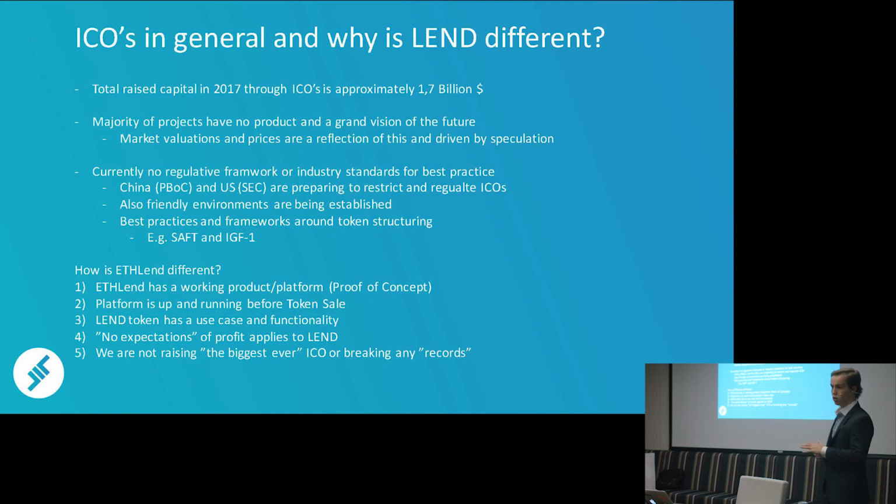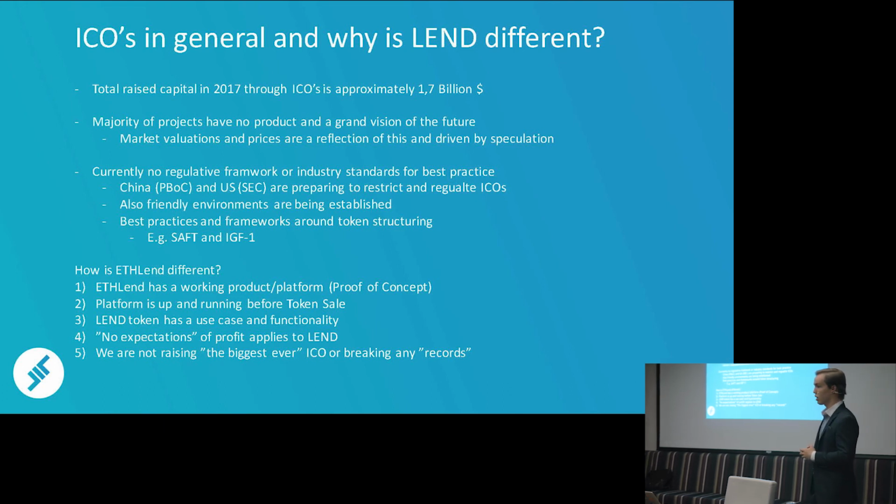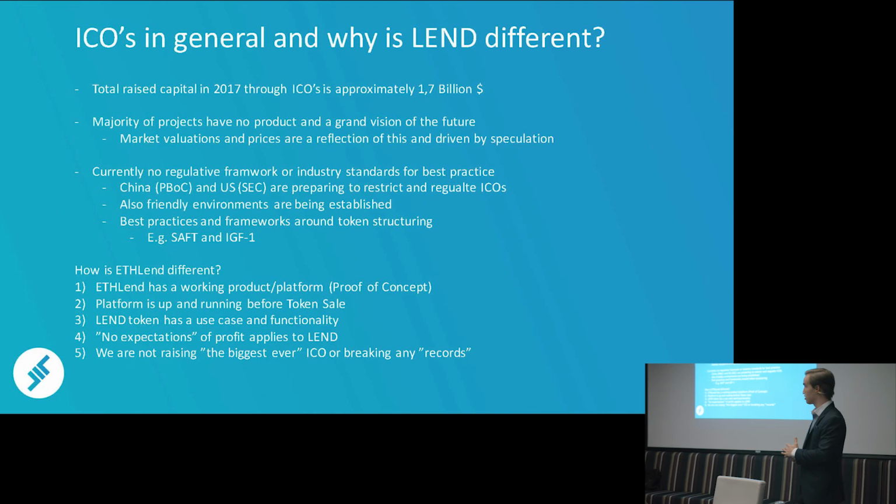In the past 1-2 months we've seen some changes, where China is moving in on the ICOs, first banning the ICOs and then banning the exchanges, or at least putting them on hold. That is definitely a strong move from the regulatory body towards not only the ICOs but the cryptocurrency space in general. On the contrary, there are also friendly environments such as Zug, and also best practices and frameworks around these token sales. Not too many of those exist yet.